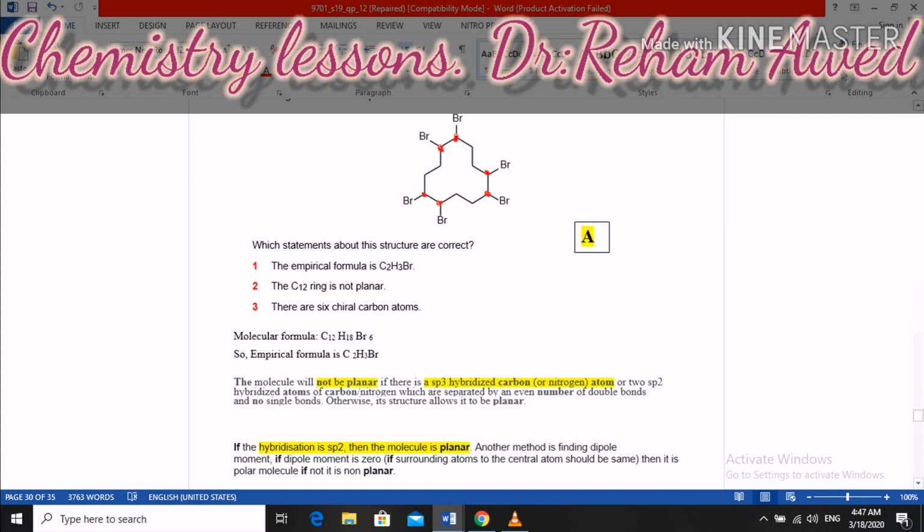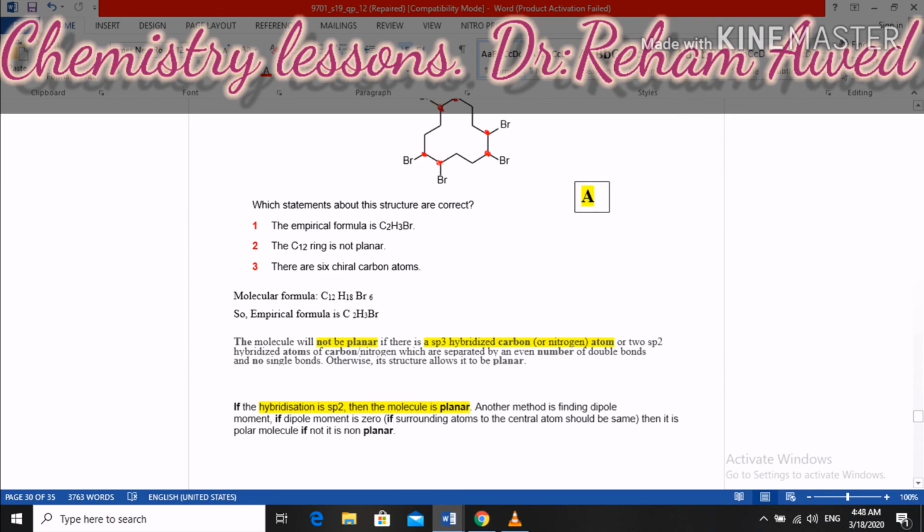There are 6 chiral carbon atoms. If we want to search for chiral carbon atoms in the compound, we are looking for carbon atoms attached to 4 different groups. So we are looking for the carbon atoms which form 4 bonds to different groups. So we have 1, 2, 3, 4, 5, 6. 6 carbon atoms are chiral carbon atoms. So it is the correct answer.